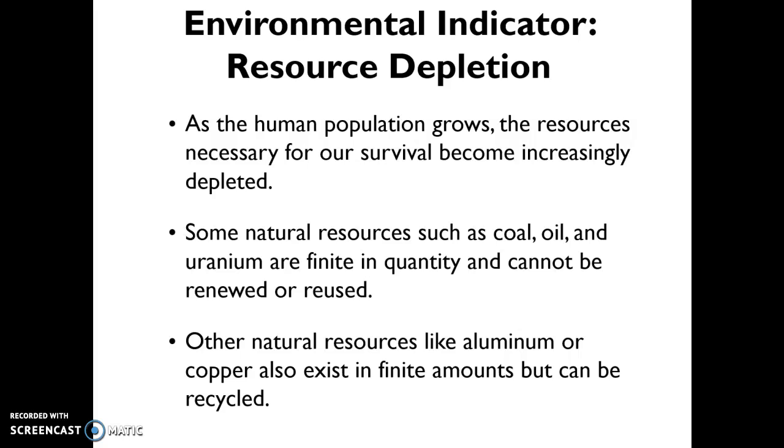Another environmental indicator is resource depletion. As the human population size grows larger and larger, the resources necessary for our survival become increasingly depleted. Let's look at some of these resources that are becoming increasingly depleted. Some are natural resources, such as energy resources: coal, oil, uranium, natural gas. These are finite in quantity and cannot be renewed or reused. There are other natural resources, such as aluminum or copper, that also exist in finite amounts, but at least they can be recycled.